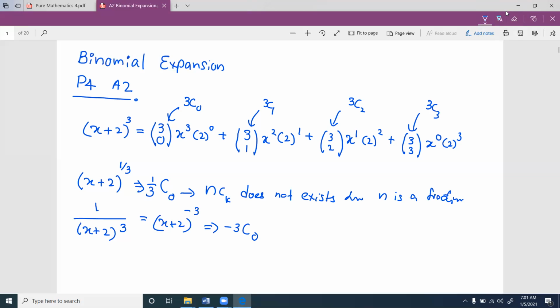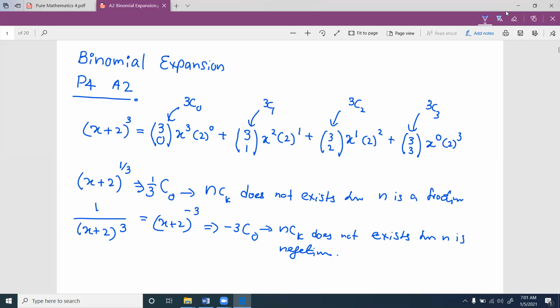For this one also, if you put it for the negative, it does not exist. So you can say nCk does not exist for n is negative. That's another fact we have to understand.